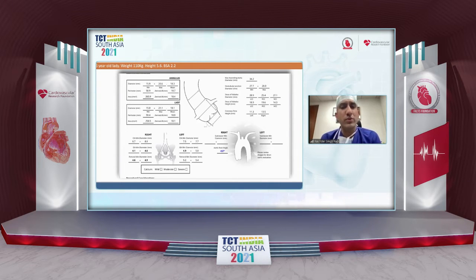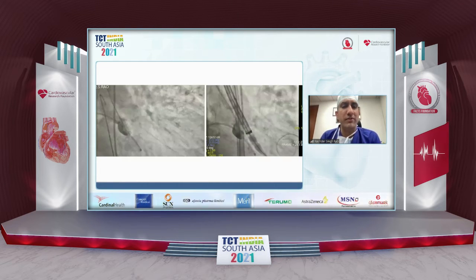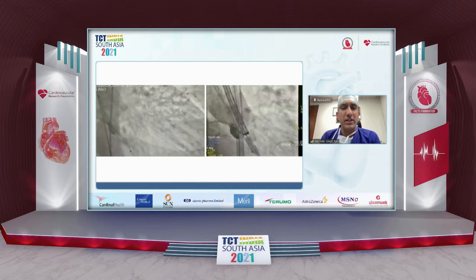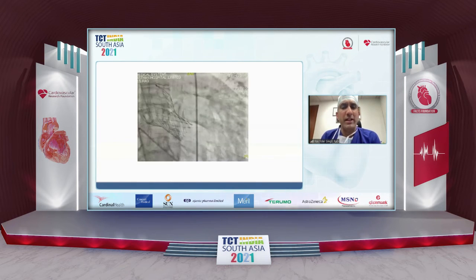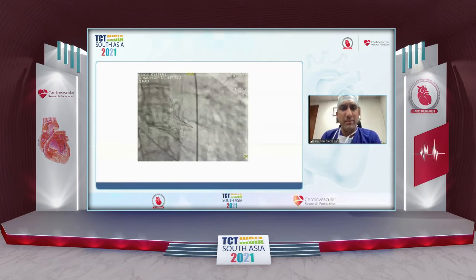Even before we do a TAVI, we can actually predict the hemodynamics of a particular type of valve which will be selected. For this patient, again, you choose a 20 millimeter balloon-expandable versus a 23 millimeter Evolut R. In patients with a smaller annulus and large body surface area, a supra-annular valve is preferred. And this is an example of valve deployment in this patient, a 23 millimeter valve deployed at the right depth.